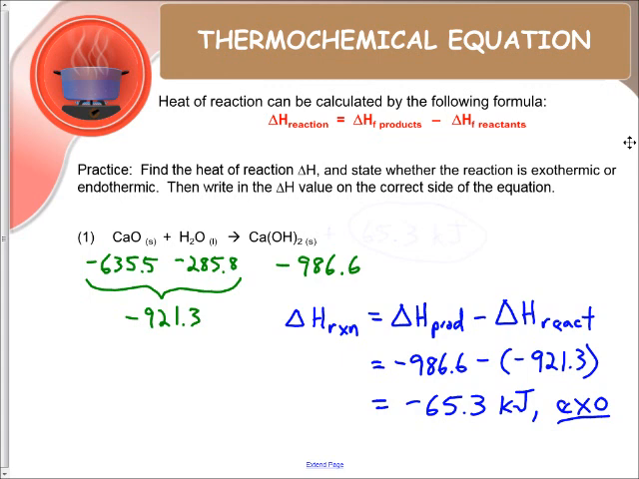Now automatically we can see, because there is a minus sign here, that means heat was released. So we know it's exothermic, and we also know that when we put the heat up in the equation up here, it needs to go on the product side.